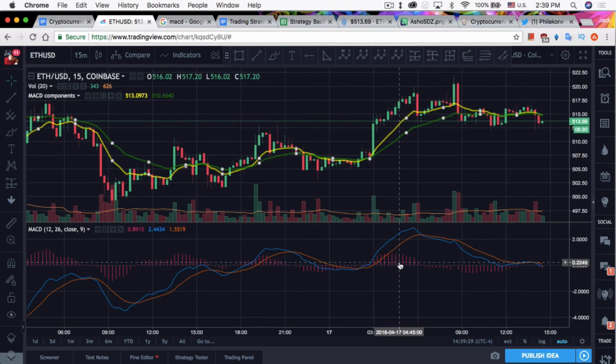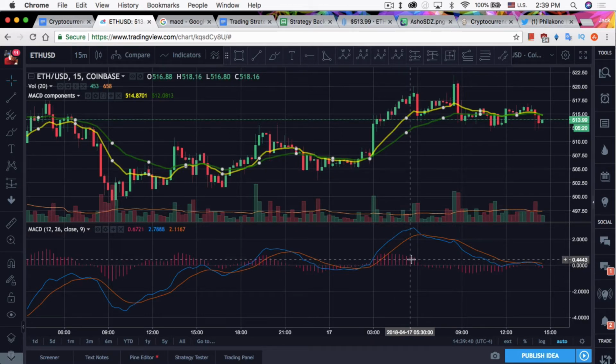But there's this thing called the MACD histogram. As you can see here, the MACD histogram is actually interesting. The MACD histogram is actually the difference between the orange line and the blue line. The greater the difference, the greater the number in the histogram.